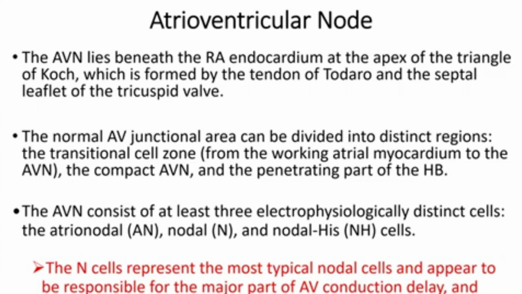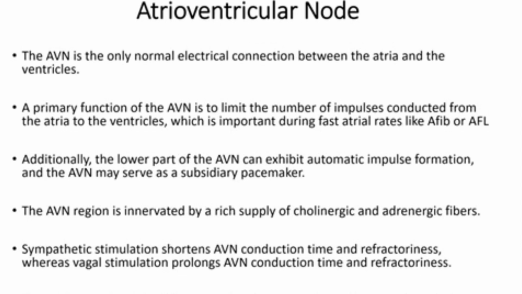And that's the nodal one, the N cells, which is again the AV compact node. That has the decremental properties, which is a very important part. Without it, most of us would not survive something like AFib, because your heart rate would be 300 or 400. So it's one of the most important characteristics of this AV node. And it is the only normal electrical connection, so anything beyond the AV node will be abnormal, like these accessory pathways, whether atrioventricular or atriofascicular, but everything has to go through the AV node. And the main function, as we said, is that decrement. It decides how many impulses go from the atrium to the ventricle. So that's probably the number one reason why it's life-saving, because it controls that rate. And number two is another characteristic, which is also life-saving.